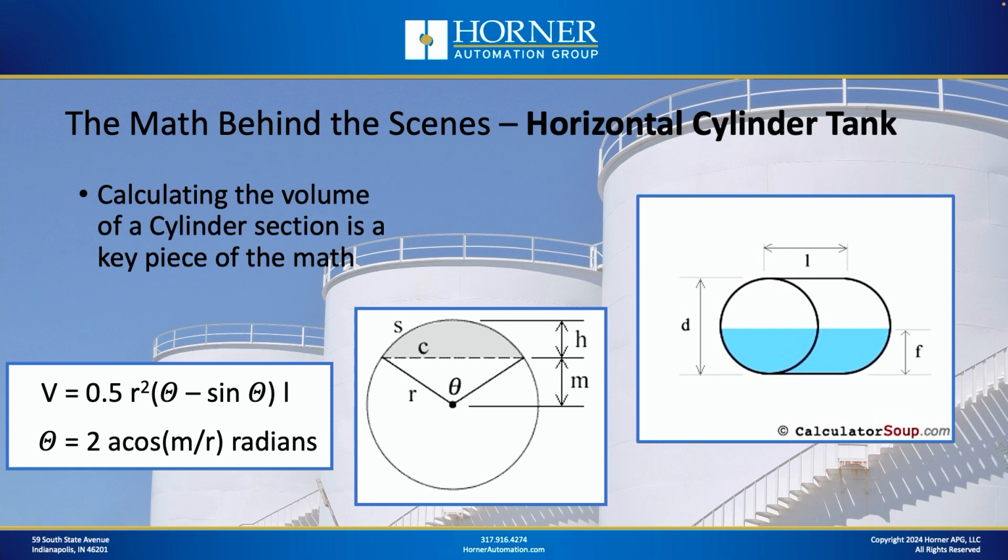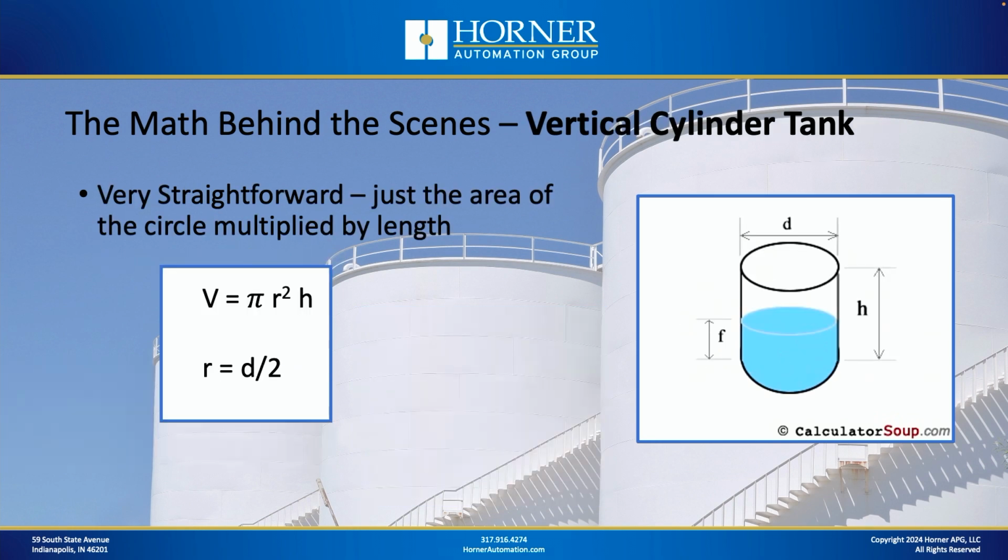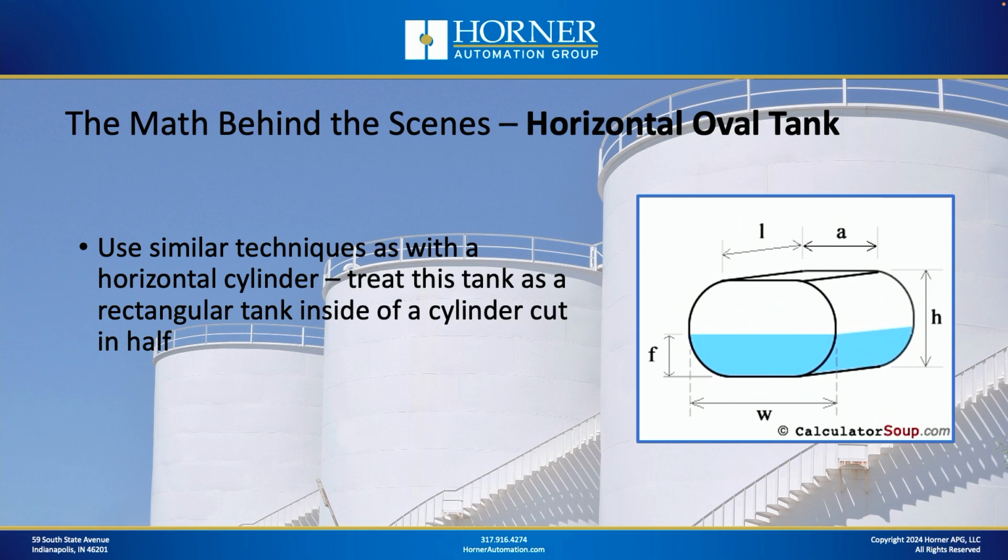And frankly, a lot of the other tanks will use a portion of this as well because they have cylindrical qualities to them. Now for a vertical cylinder tank, it's a lot simpler. Basically, it's pi r squared, the area of a circle, which is the circular area of the tank. Multiply that by the fill height, and you've got your volume. So that one's a lot more straightforward. But again, we have it all done for you through the user-defined function block.